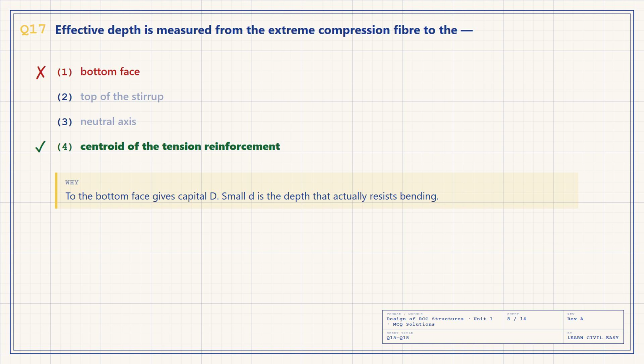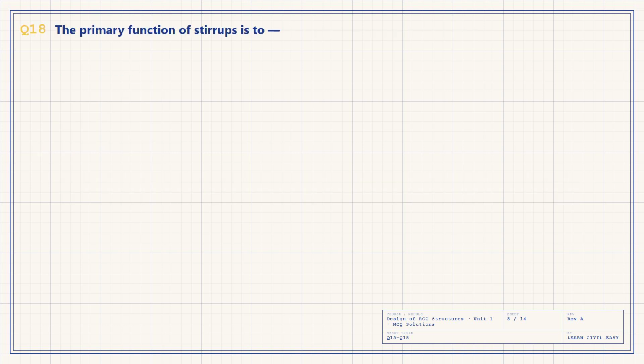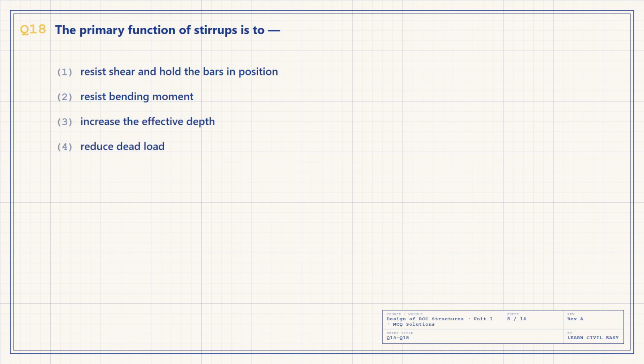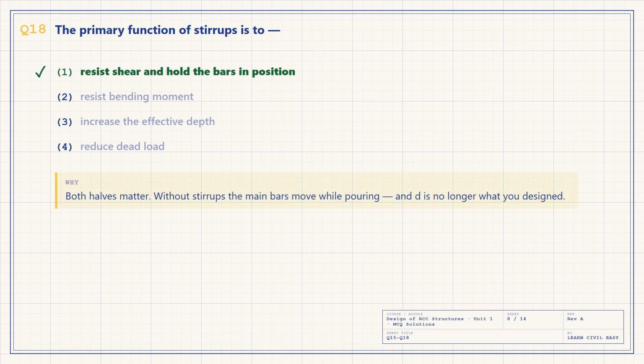Question 18. The primary function of stirrups is to option 1, resist shear and hold the bars in position. Both halves of that matter. The second half is the practical one that textbooks skip. Without stirrups holding the cage, your main bars move while the concrete is being poured and your effective depth is no longer what you designed.